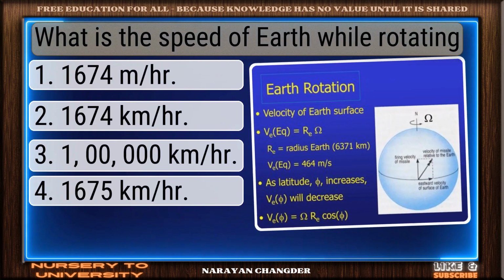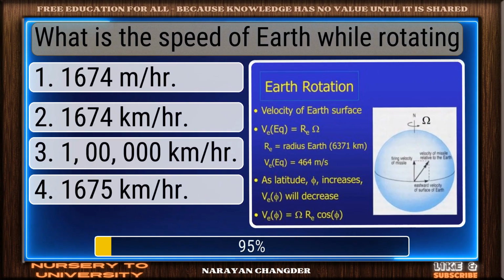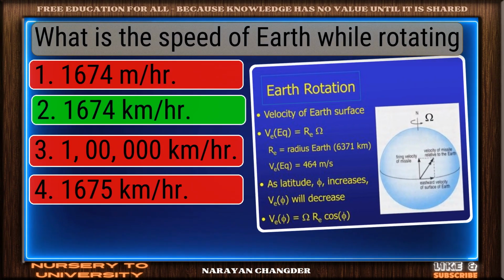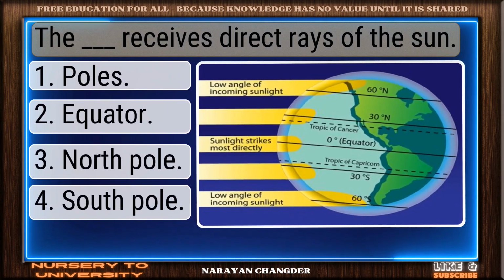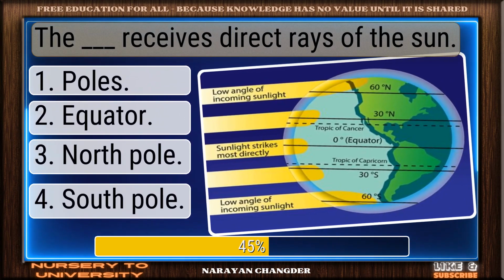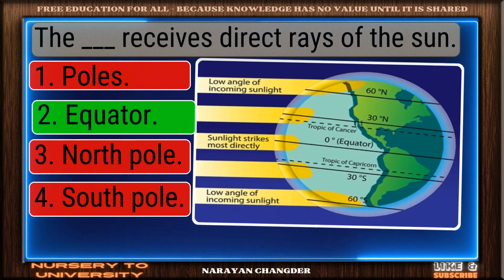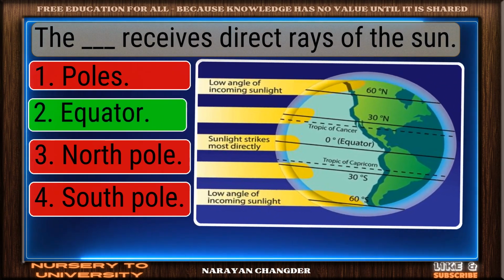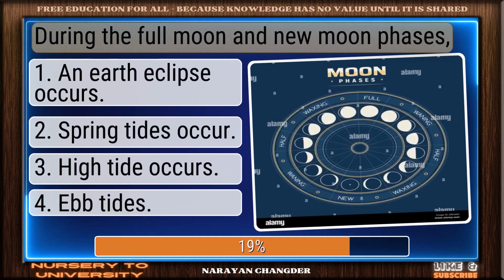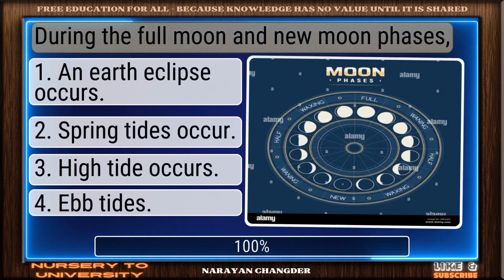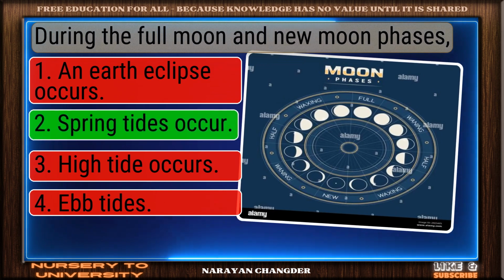What is the speed of Earth while rotating? 1674 km is the correct choice. The dash receives direct rays of the sun. Smart move. Equator is an accurate answer. During the full moon and new moon phases... Valid point. Spring tides occur is true.